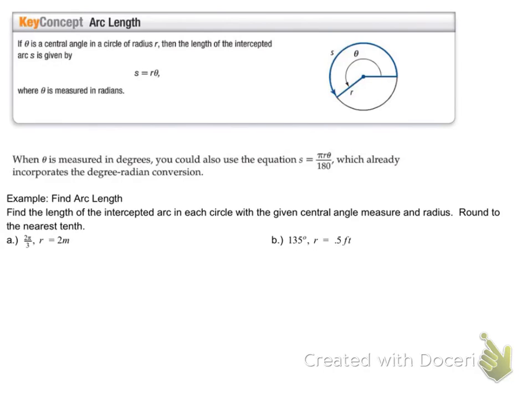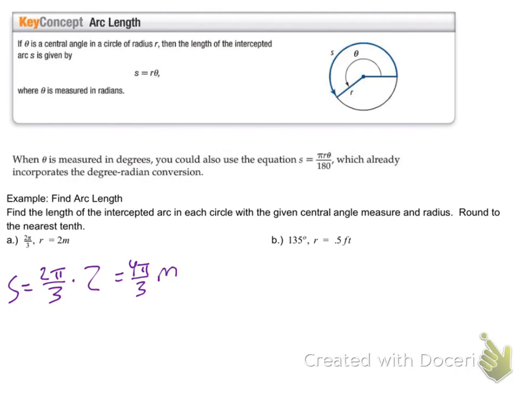So this is 2 pi over 3. That's your radians there. And so if your radians are 2 pi over 3, times that by 2. That is s, because s equals theta times r, or r times theta. So when you multiply, that's just multiplying fractions. What do you get? You get 4 pi over 3. 4 pi over 3 meters, because we are talking about a length. The radius was 2 meters.